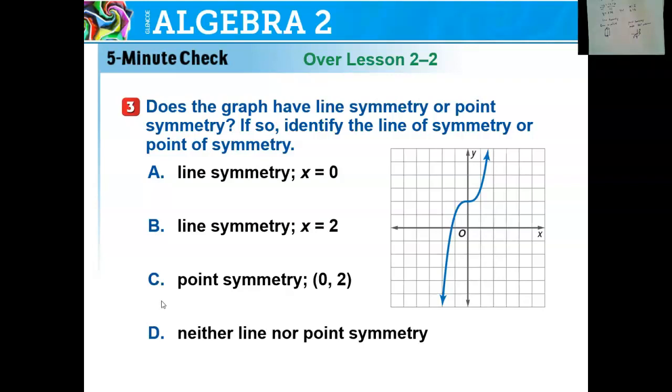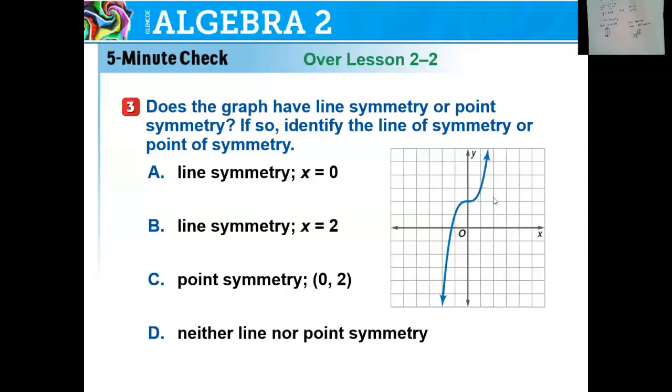But we have point symmetry here about 0, 2. So 0, 2 is this point. And remember, when we're looking for point symmetry, we want to count how many movements we make to the right and how many movements we make up. From 0, 2, if we go 1 right and 1 up, you can see that we fall upon the graph. If we go 1 left and 1 down, we also fall upon the graph. That's indicative of having point symmetry.